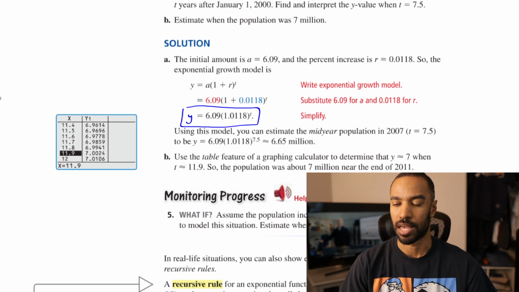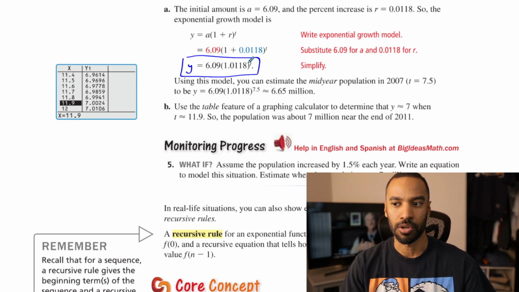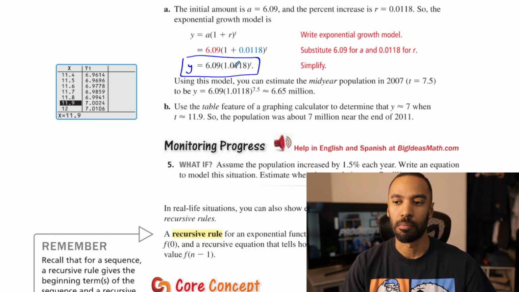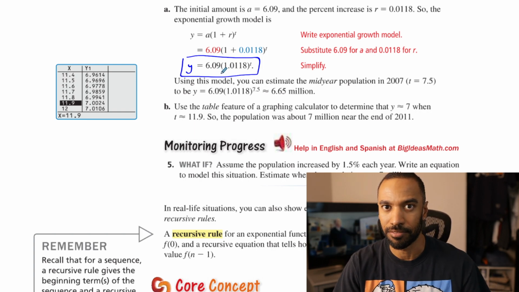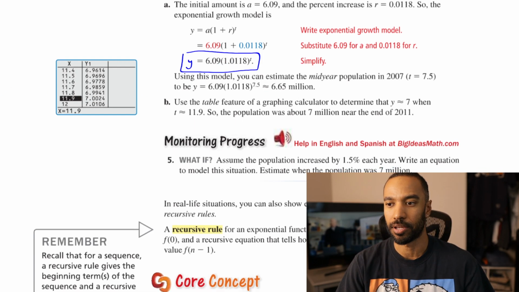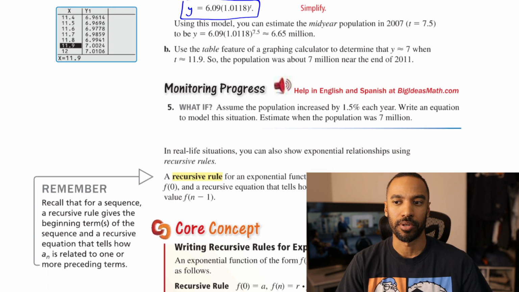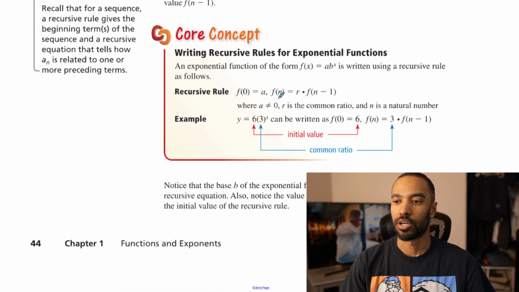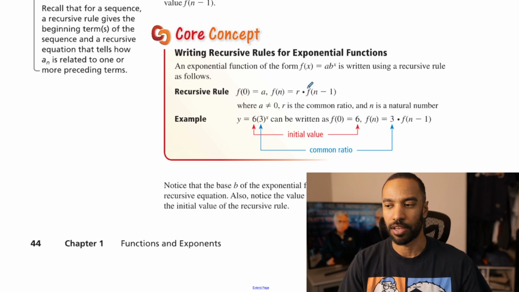Not all math does that. We barely ever do that, in fact. You know this t? We didn't plug in 1, we didn't multiply by this number here and then do it again and again and again until we hit 11.9. We plugged in numbers. So that's more of what's known as an explicit rule. So a recursive rule is a little different, getting the next value from the previous.